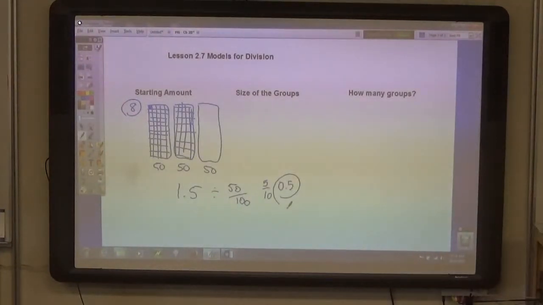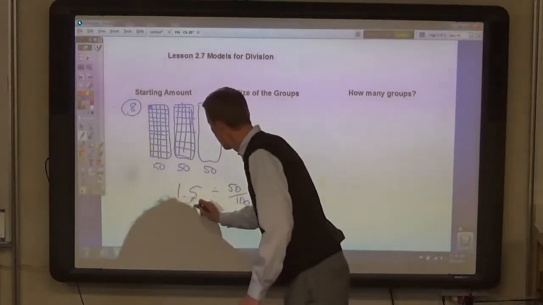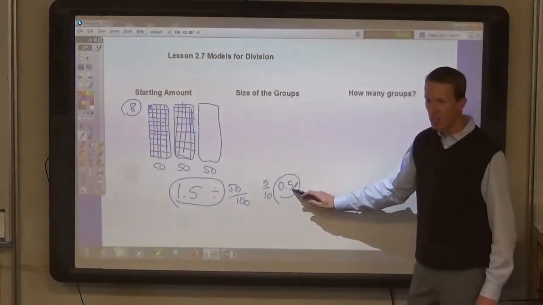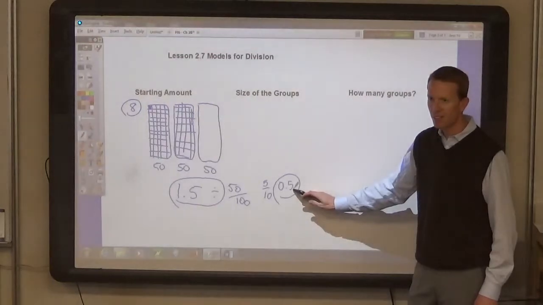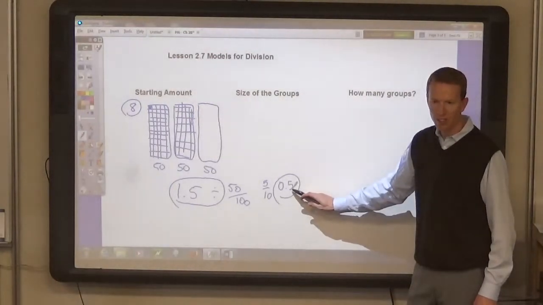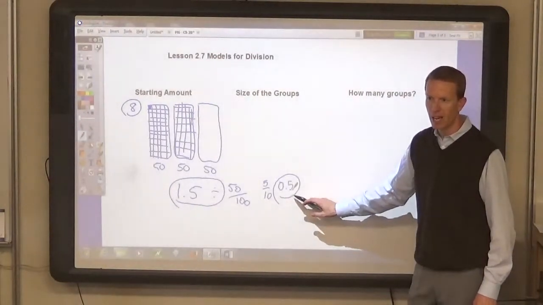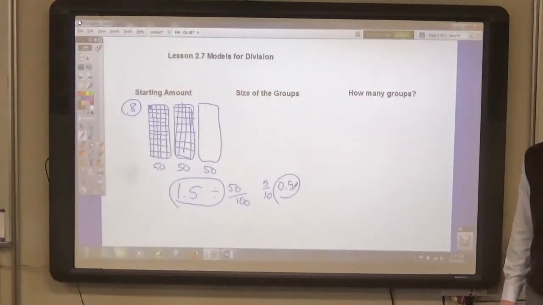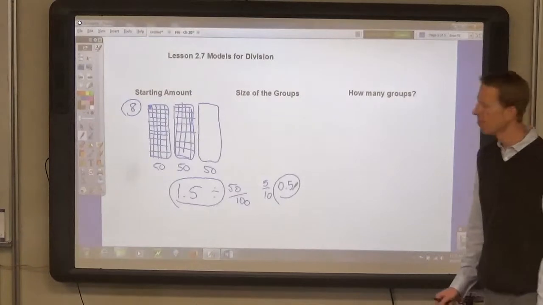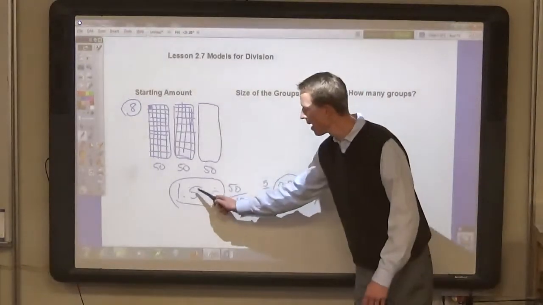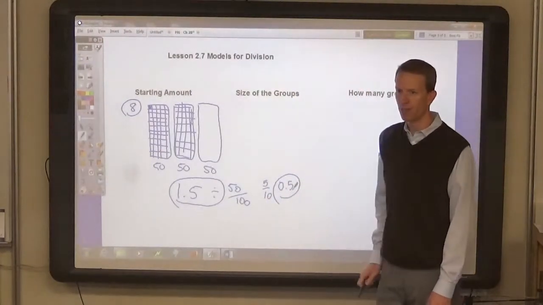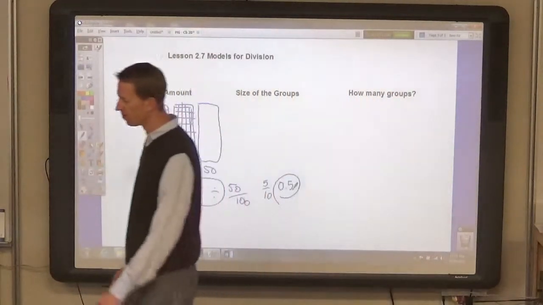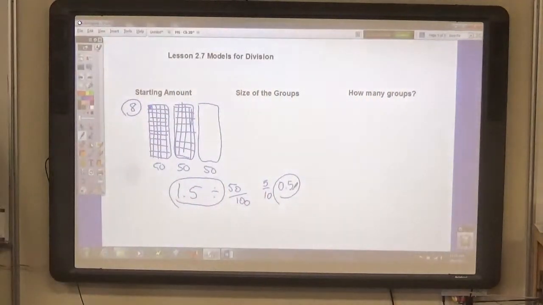What problem is being modeled here? If this is the starting amount, and this is the size of the group, then which one of those is the model? A, B, C, or D? D. Yep. 1.5 divided by 0.5. And there's 3. How about the next one?